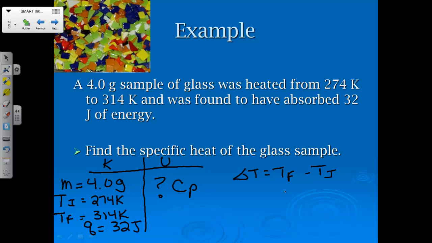So if I take, and I'm going to set this up the old-fashioned way just to show you here, 314 minus 274 is going to give me a final answer of 40, but I have to put a decimal place because of significant figures. So there's two significant figures. There's also two significant figures in my mass and two significant figures in my heat. So that means that my answer can only have two significant figures. So let's set this up.